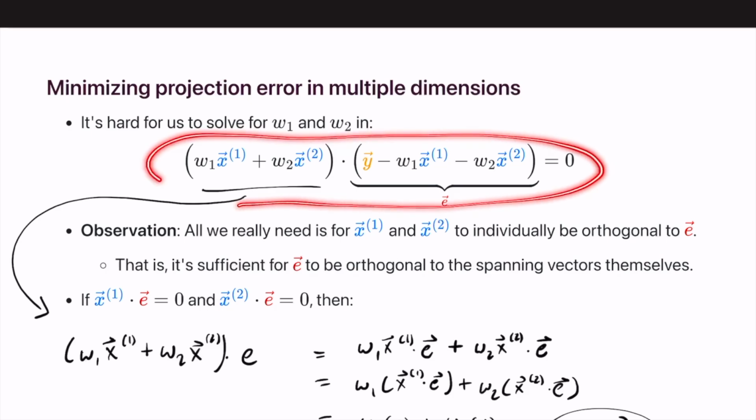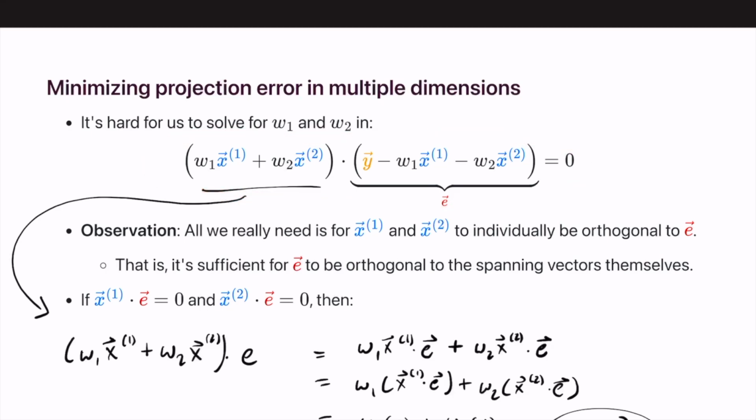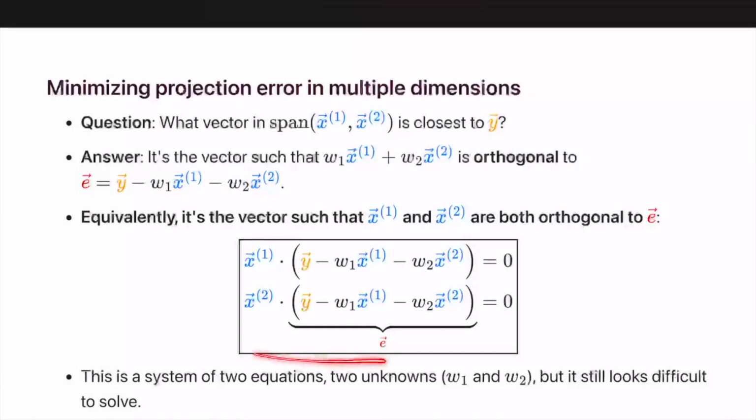So what we've shown here is that even though we have this large multifaceted dot product equation going on, we don't actually have to solve this at once. We can decompose this into two separate things because these are a linear combination. So we can just say that if our error vector times one of these is orthogonal, it implies that the error vector times the other one would also be orthogonal. So this gives us a nice way of rewriting our equation into something much simpler to work with.